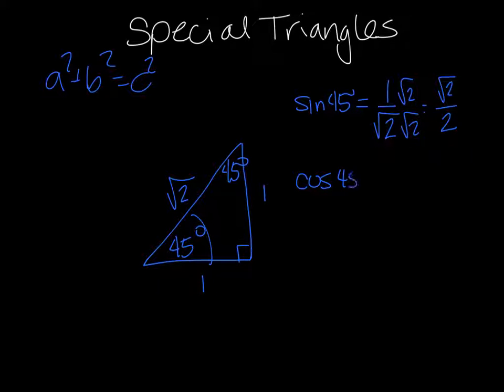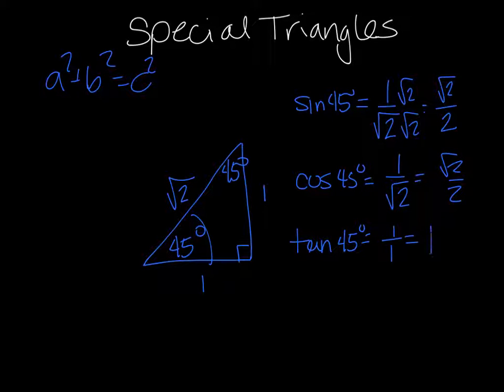Cosine of 45 degrees is the adjacent over the hypotenuse. And then I once again have to rationalize and I get root 2 over 2. And then tangent of 45 degrees is the opposite over the adjacent, which is just 1.